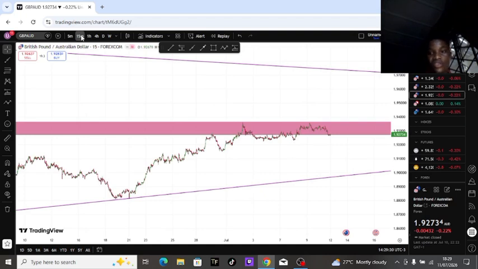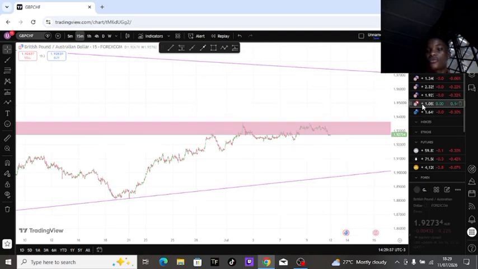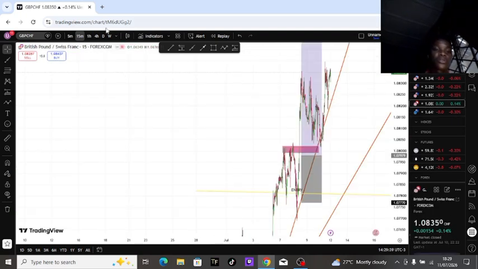15-minute time frame, nothing there. Let's see GBPCHF. What are we looking at? Weekly time frame.